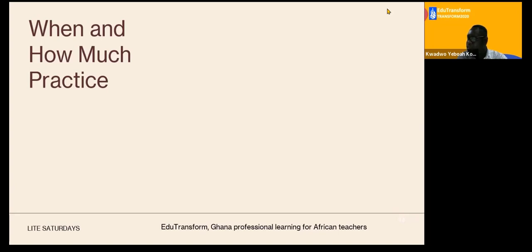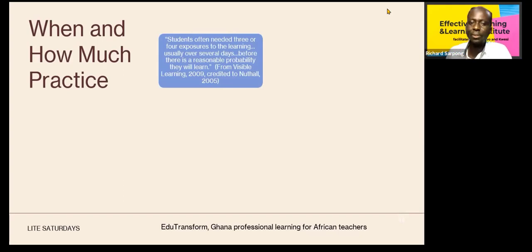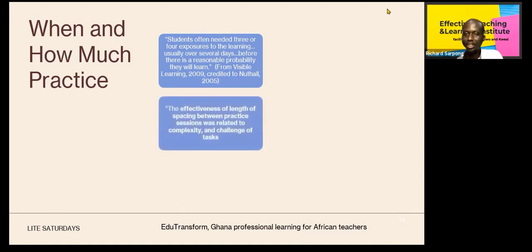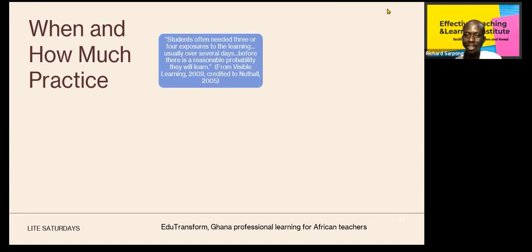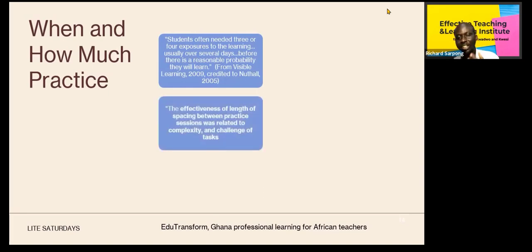So when can we practice and how much practice is really necessary? All right, so if we look at some of the research on this, basically we've been referencing the visible learning. It says that students need about 3 or 4 exposures to learning over a period of time before you can say that they have learned it. So a one-kind-of approach will not work. And the effectiveness, according to the research, of the length of that practice depends on the length of spacing between practice 1 and practice 2.